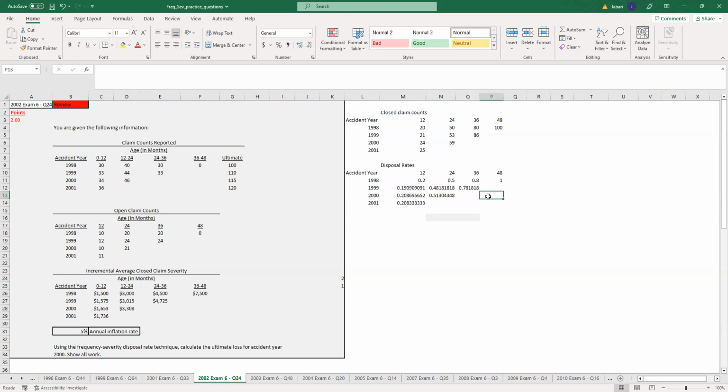I should probably say the reason why we find disposal rates is so that we can find the projected closed claims, so that we can multiply those by the adjusted average severity based on the triangle that we have. That way we get claims times the severity, which is the ultimate losses. That's ultimately what we want to do. So in order to get those projected claims, again, we really will focus on the 36 period because we already have the 12 and 24 claims.